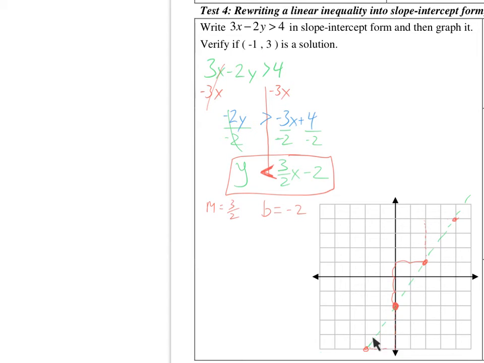The line right here is a boundary. It's not included in the answer because of the dashed. If it was or equal to, it would be solid, which means it's part of the answer. But how do we decide which side to shade?